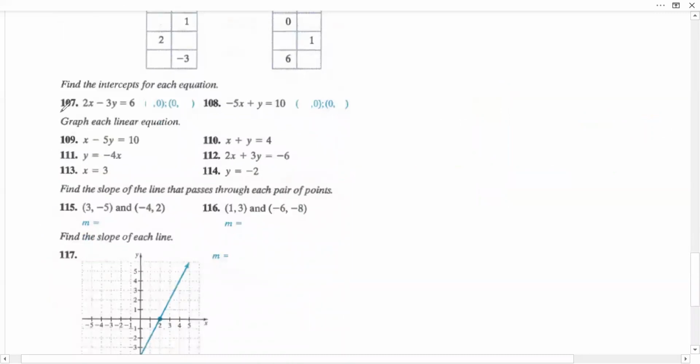107. So actually they let you find the x-intercept and the y-intercept, right? So when y equals 0, x equals 3, right? When x equals 0, y equals -2, right? So you can find the x-intercept and y-intercept quickly, right? In the next one, when y is 0, x equals -2 for this part, right? When x is 0, y is 10, right? So find the x-intercept and y-intercept.